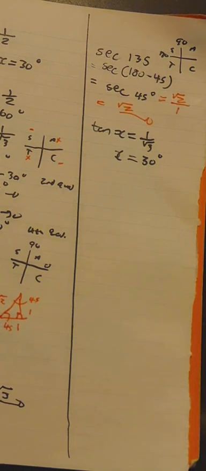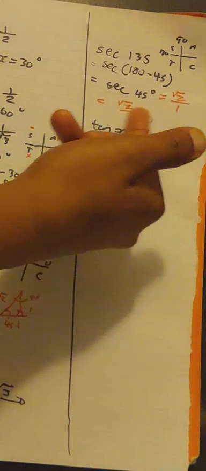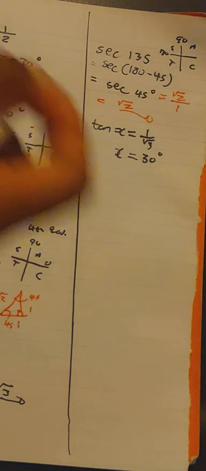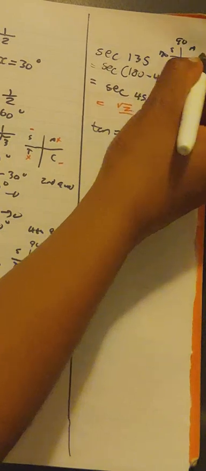But here, guys, let's see. Here, the tangent is positive. Remember, the tangent is positive. Guys, where is the tangent positive? The tangent is positive on the first and on the third quadrant.